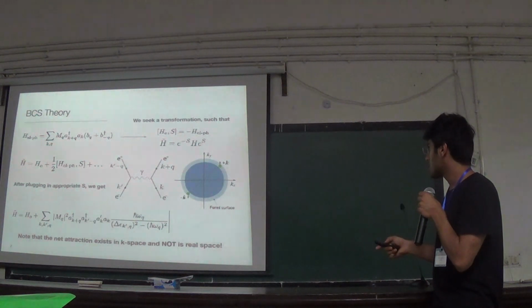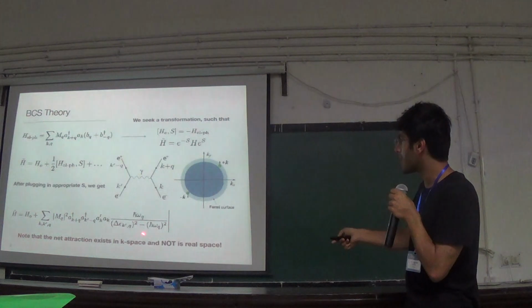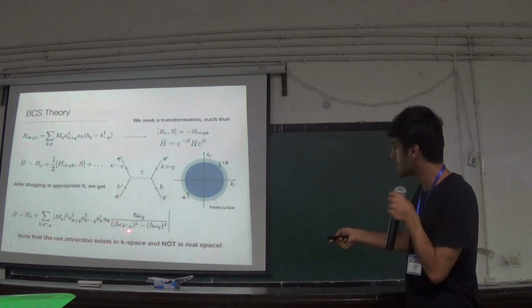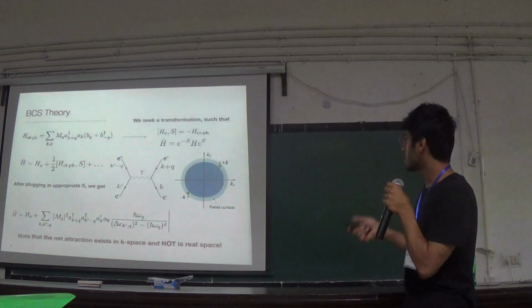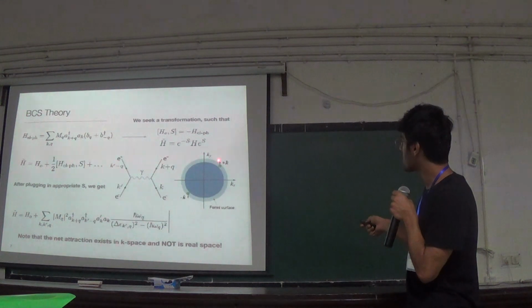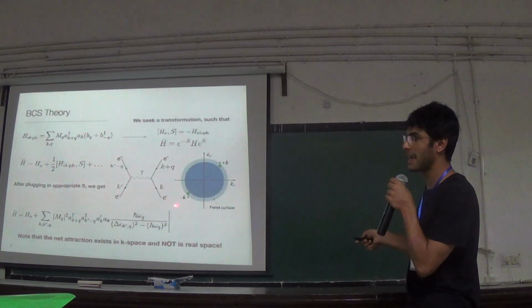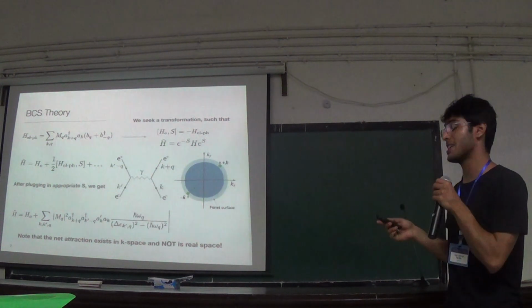And yeah, so one way to maximize the negative part from here is that if you put this term to be zero, this is the energy difference between two electrons that are being scattered. So that will be zero when you have one electron moving with K and the other one moving with minus K. So that's how your Cooper pairing happens. So it's in K space and not in real space.